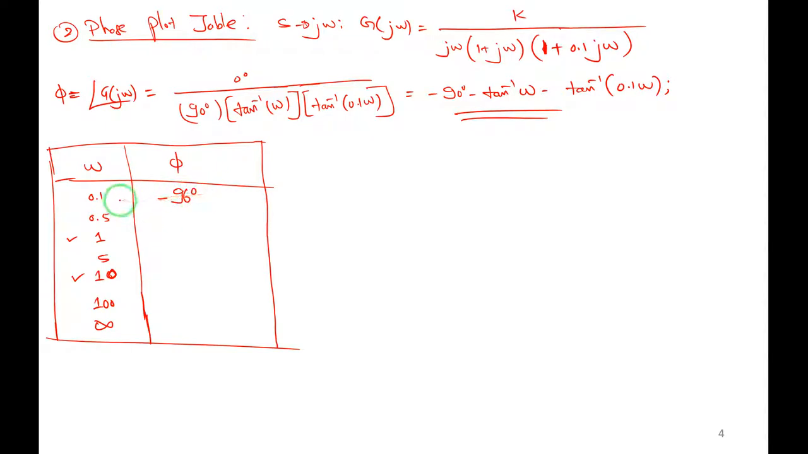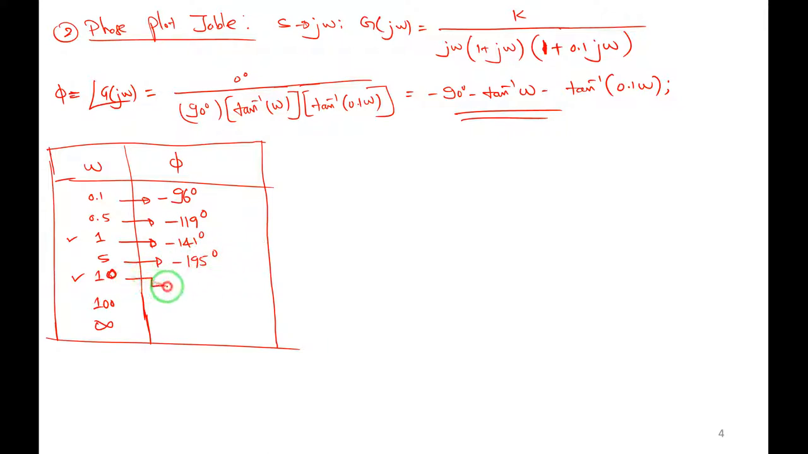0.28 I am not writing, right? This is over. Next for 0.5 we will write. What is it for 0.5? I am getting minus 119 degree. Next for 1, let us calculate. Minus 140.71 means minus 141 degree. Next for 5, minus 195.25, so minus 195 degree.